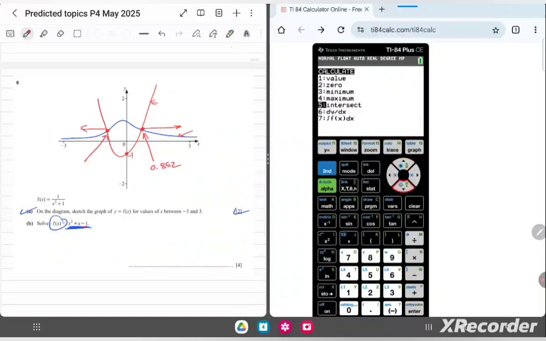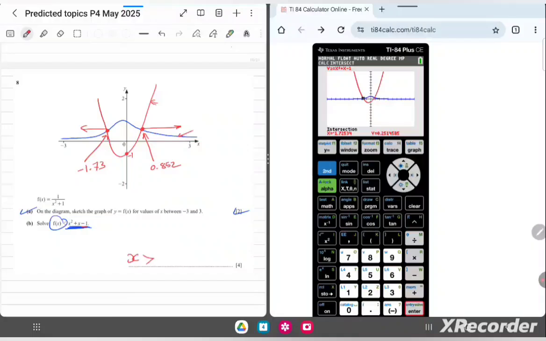Okay, let's find the intersection point between this line and this line. So the answer is negative 1.72 or 7, let's make it 7.3, to 3 significant figures. So the values where x is greater than 0.852 and x is less than negative 1.73, in this range, will be where f of x is less than x squared plus x minus 1.